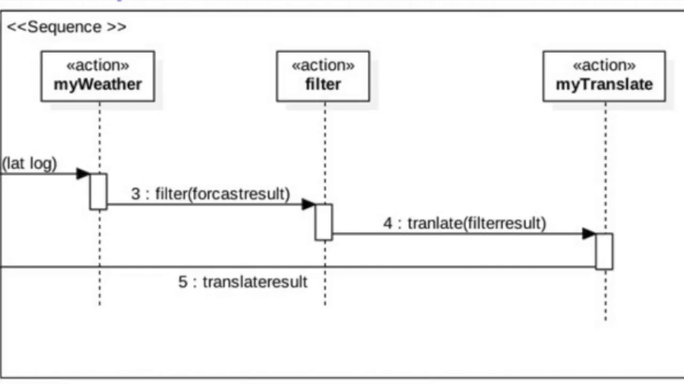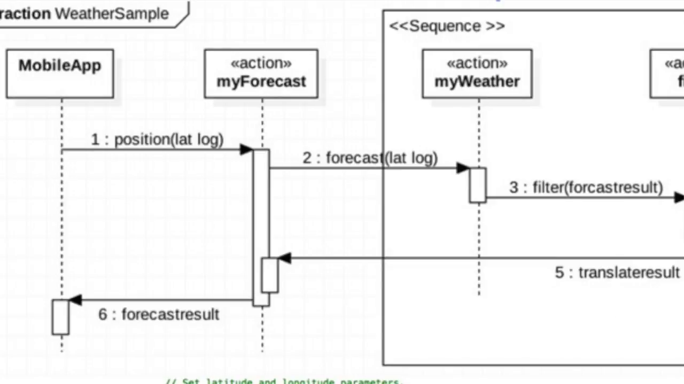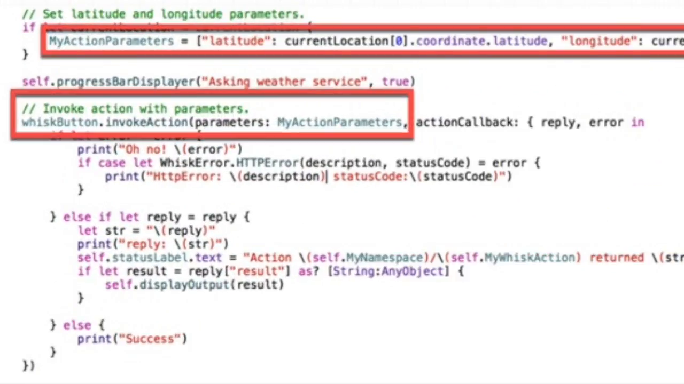This result is sent to a translation service to translate the result into the French language. And the result is given back to My Forecast, and at last the mobile app itself just uses the result. These are the few lines inside our mobile app to use the Whisk. So now take a look at the Whisk itself.